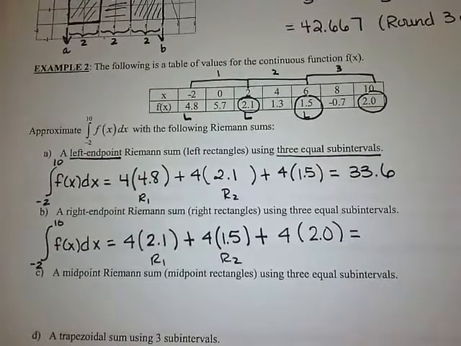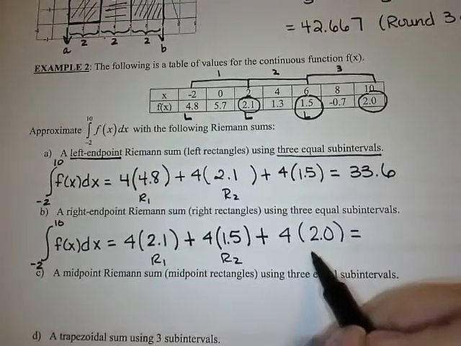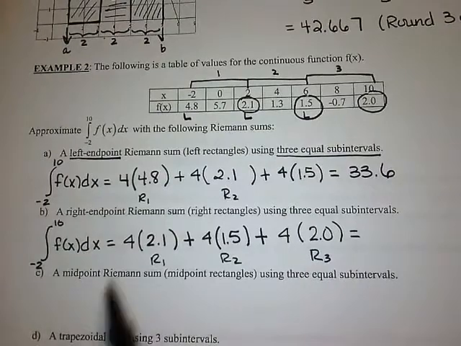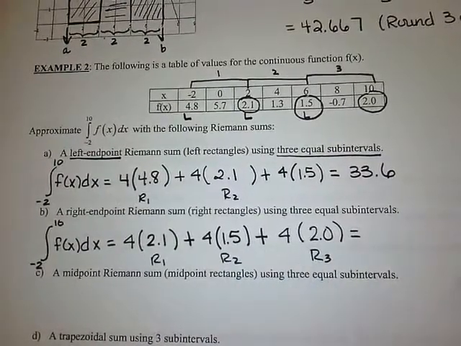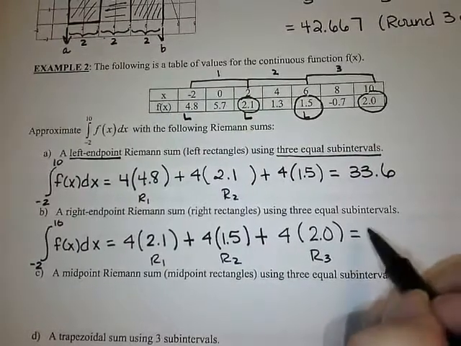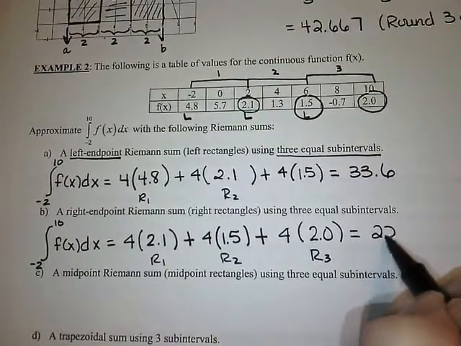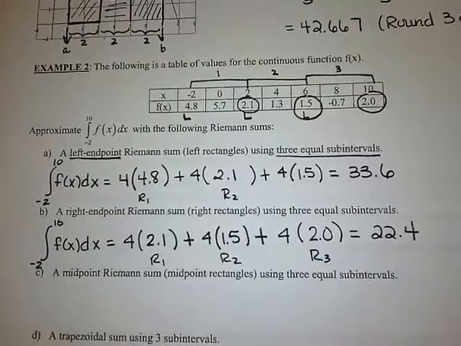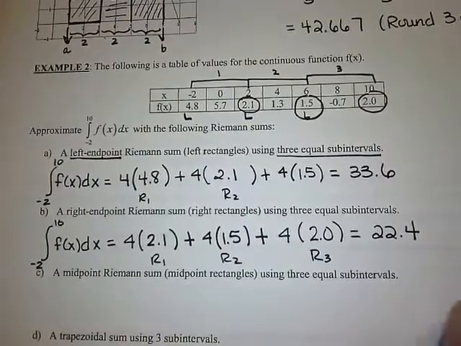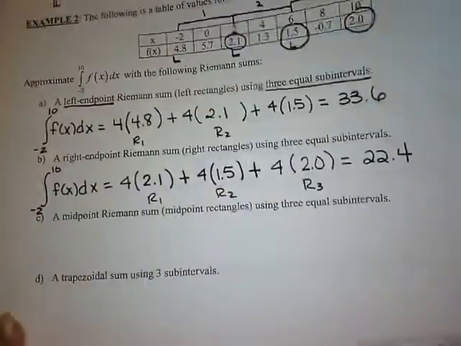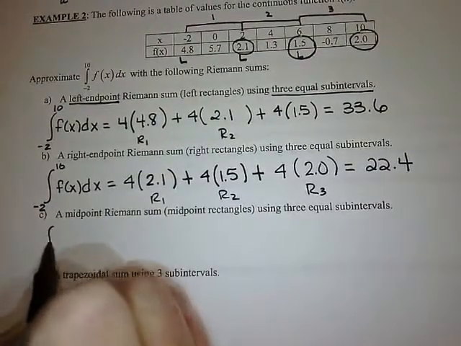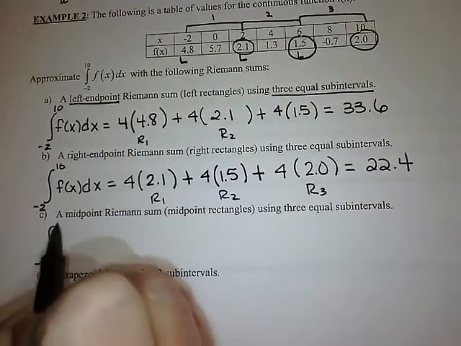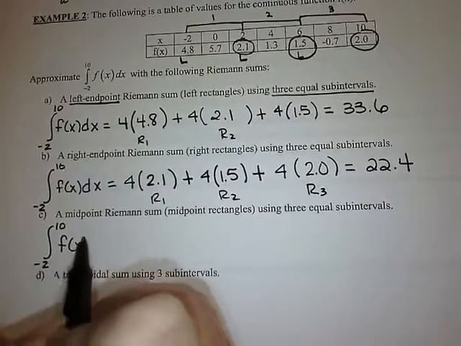All right, so once again, I'm just going to plug this into my calculator. 4 times 2.1, 4 times 1.5, and then 4 times 2, add them together, and I get 22.4. All right, so next one is what they call a midpoint Riemann sum. Okay, so I'm going to go again. I'm going from negative 2 to 10 of f of x dx.